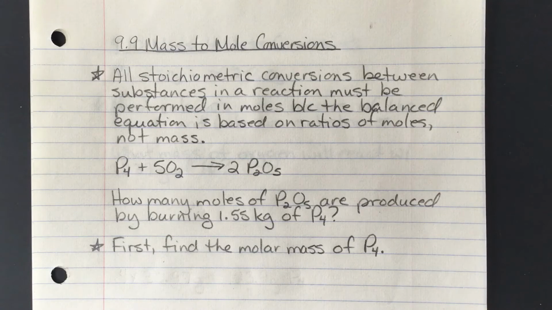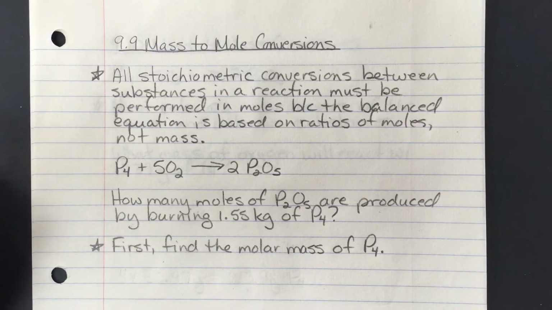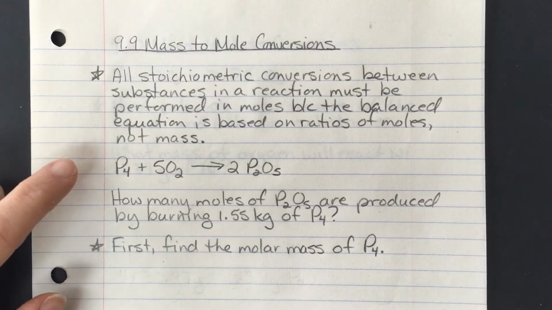And one thing that is very important is that all stoichiometric conversions between substances in a reaction must be performed in moles because the balanced equation is based on ratios of moles, not mass. And so how do I then do that if I start out with mass? So let's take a look at this.